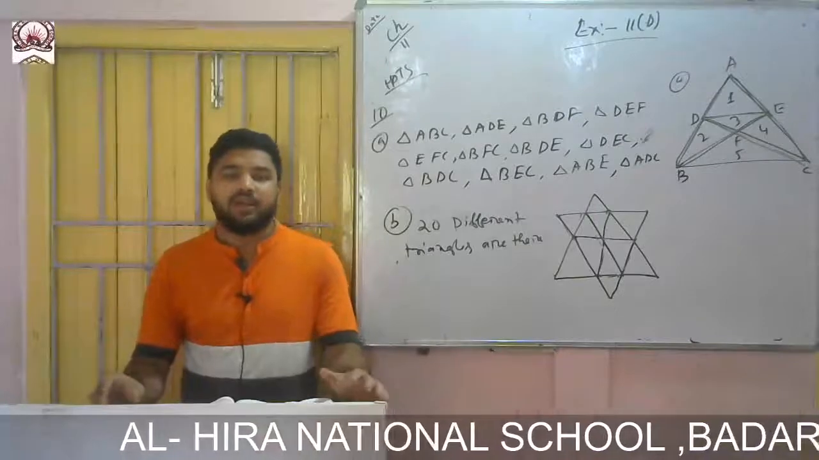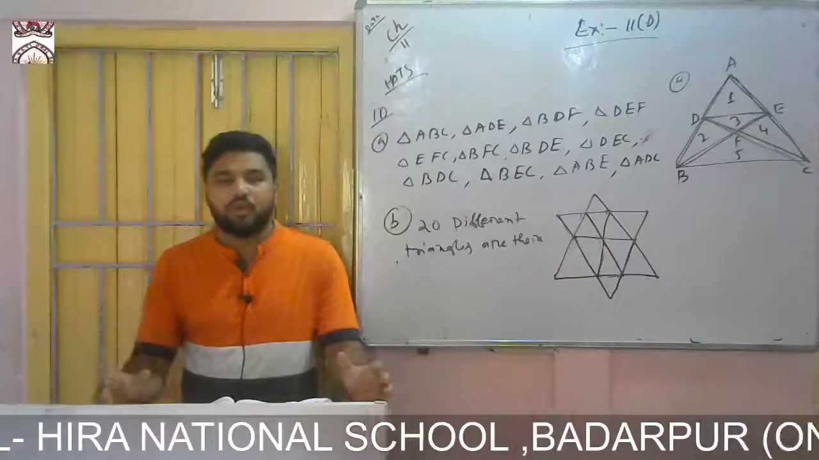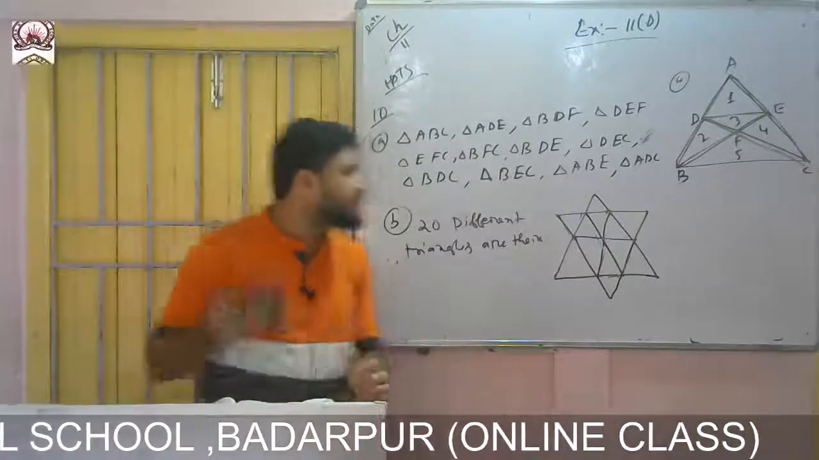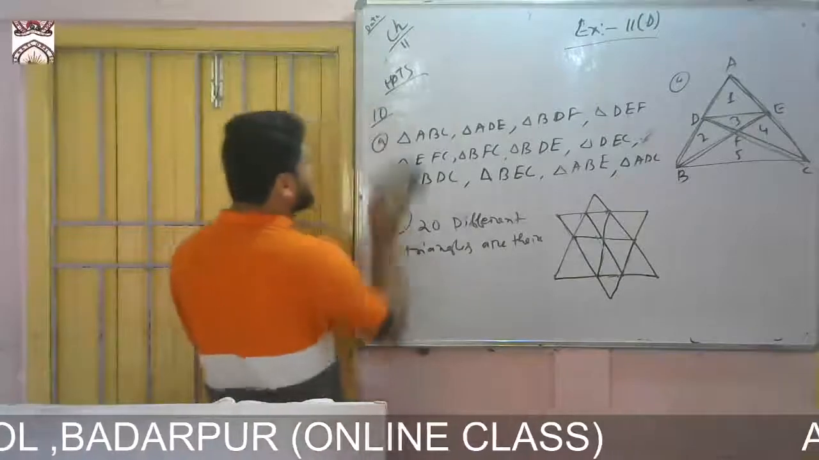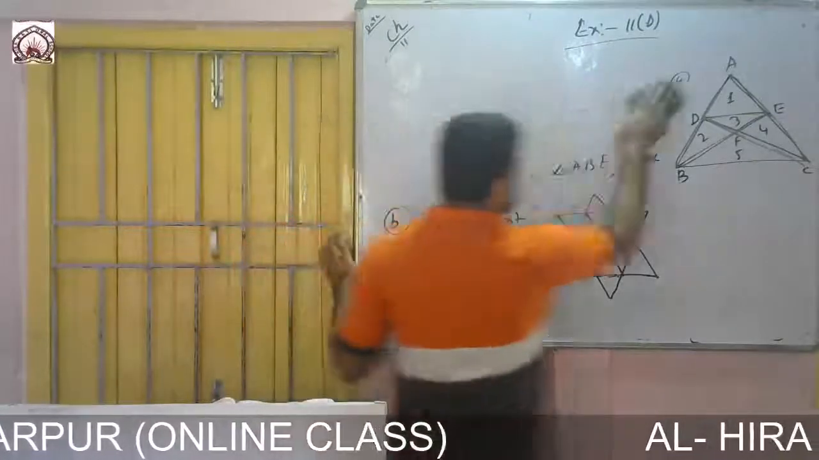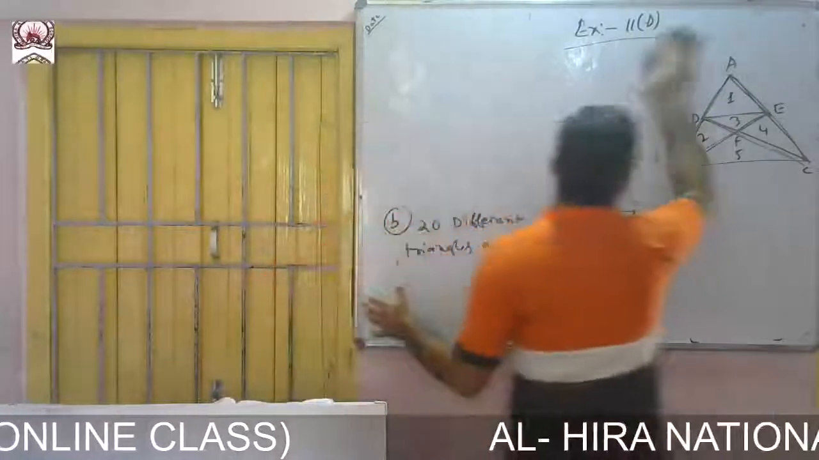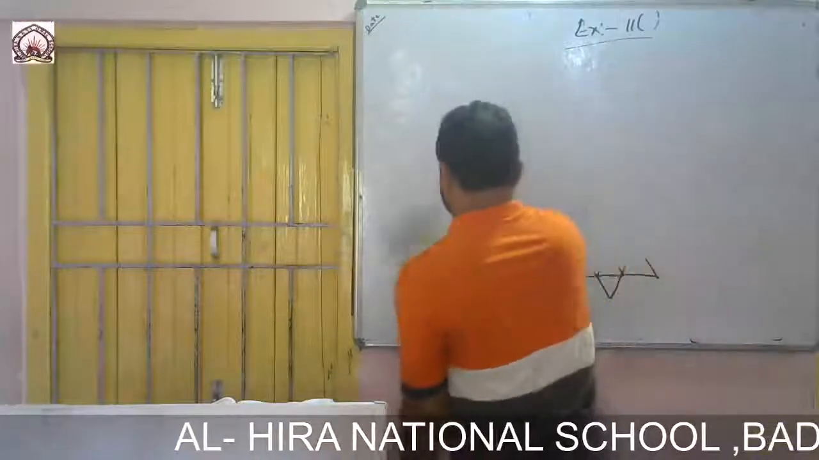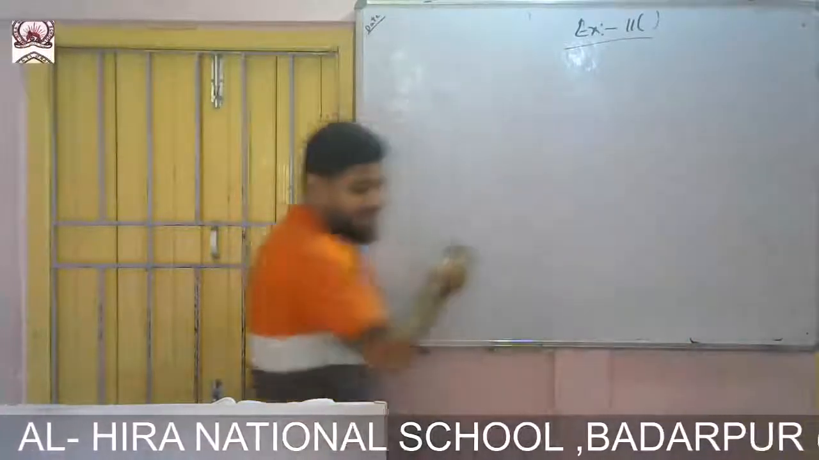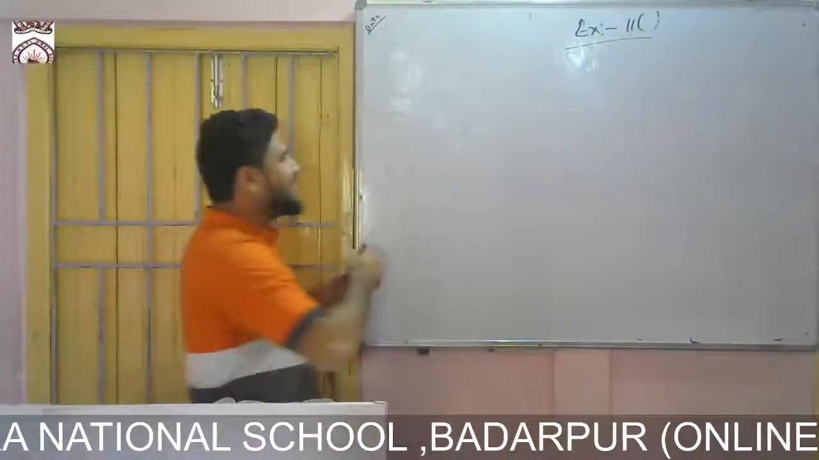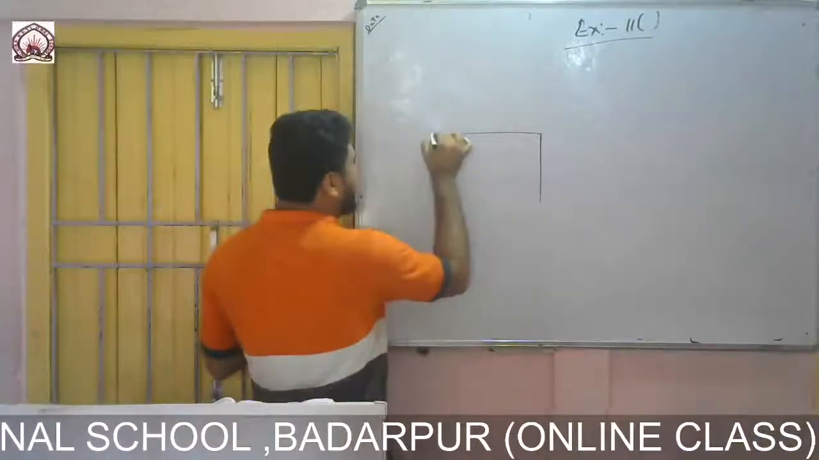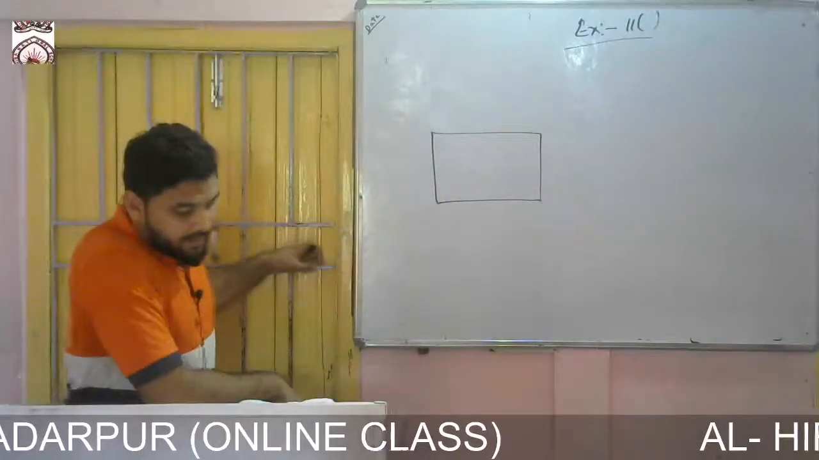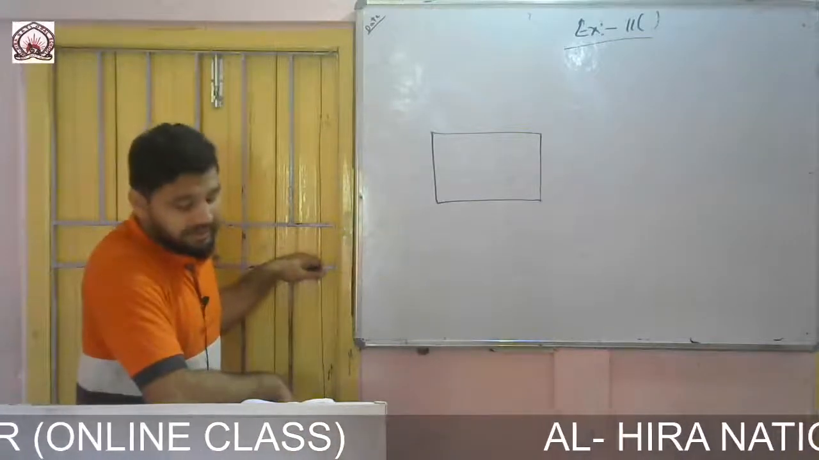What is a quadrilateral? We know that a quadrilateral is a figure or a shape which has four sides and it is closed. So this is a quadrilateral. Suppose if I take an example of a rectangle, then a rectangle is a quadrilateral. Why? Because a quadrilateral is a closed figure with four sides.